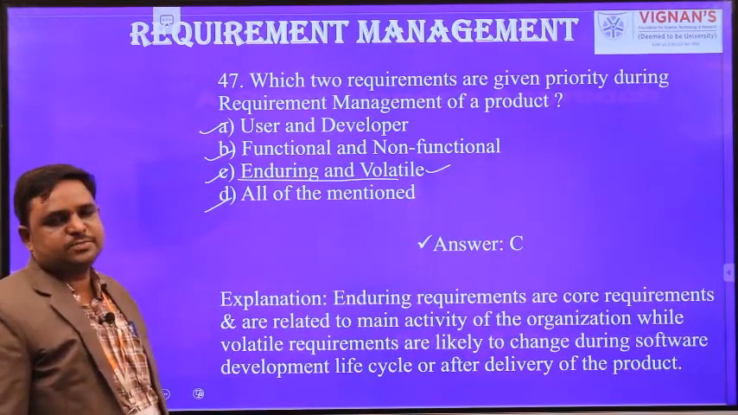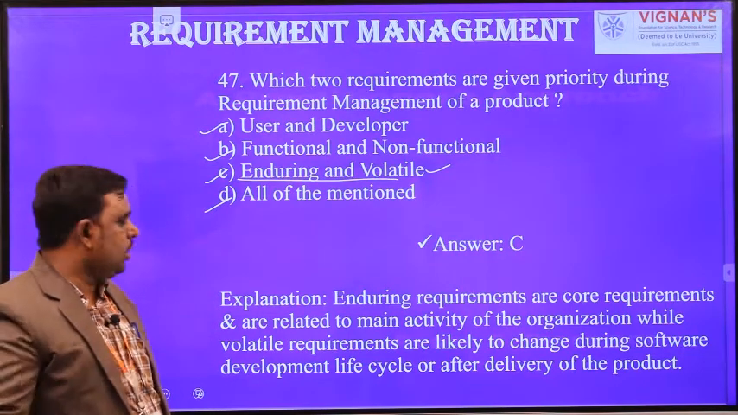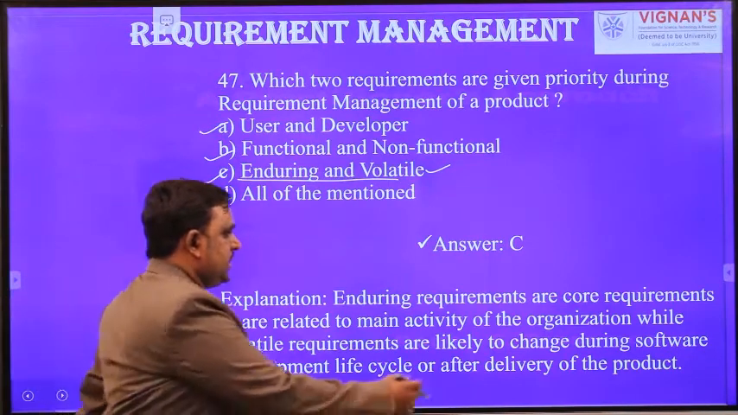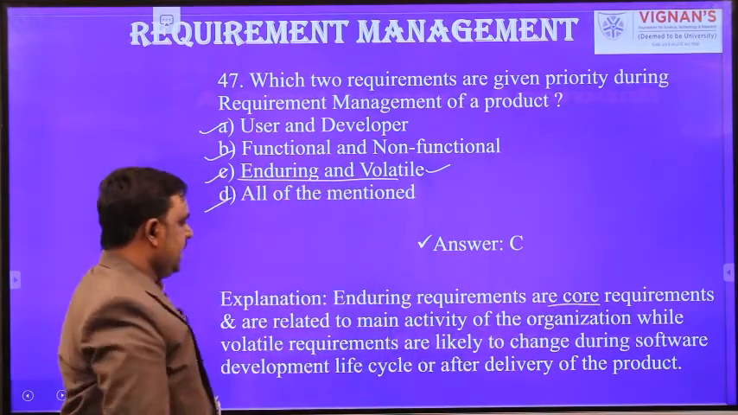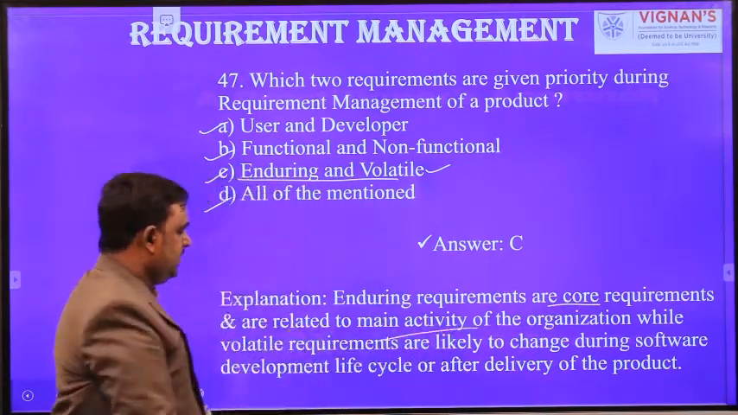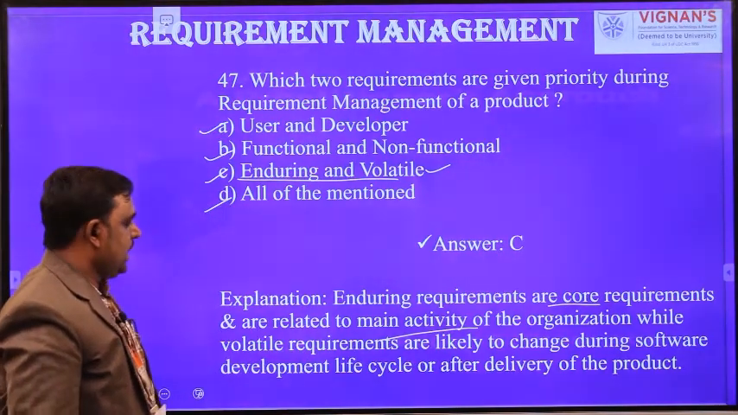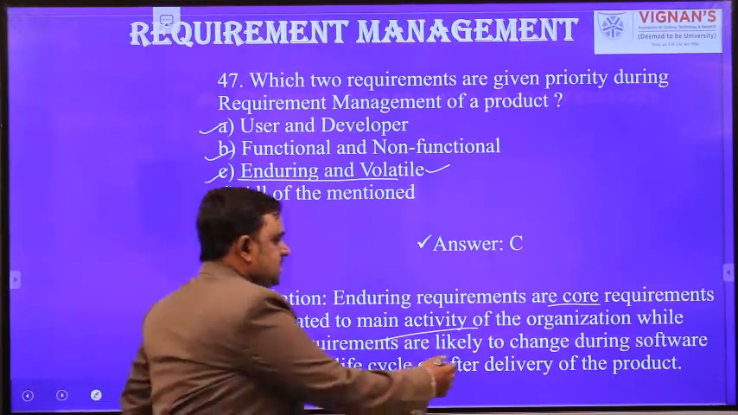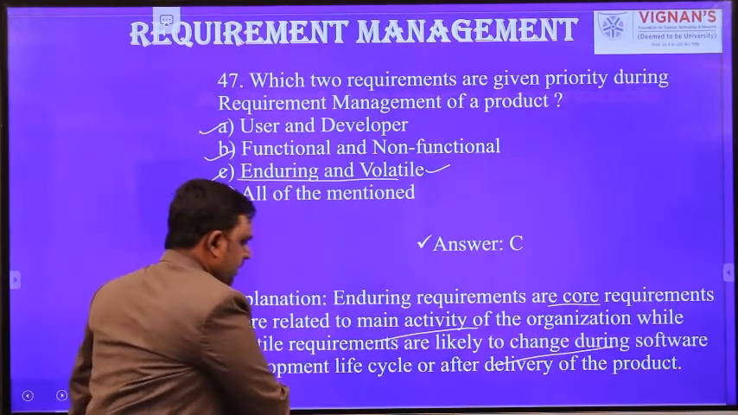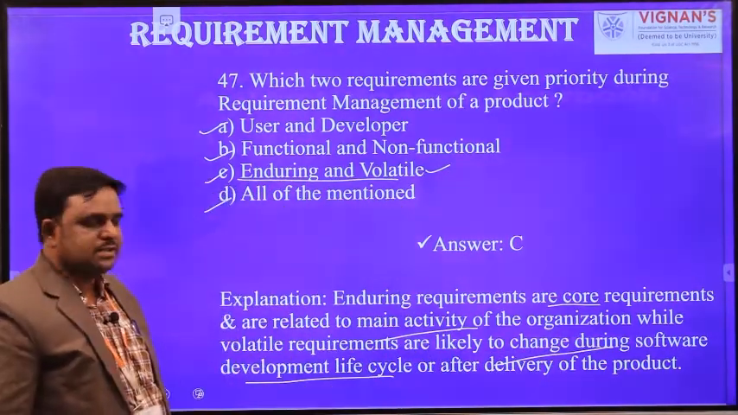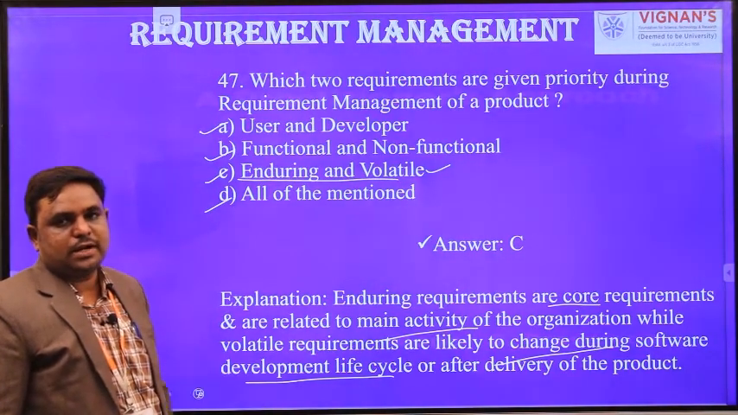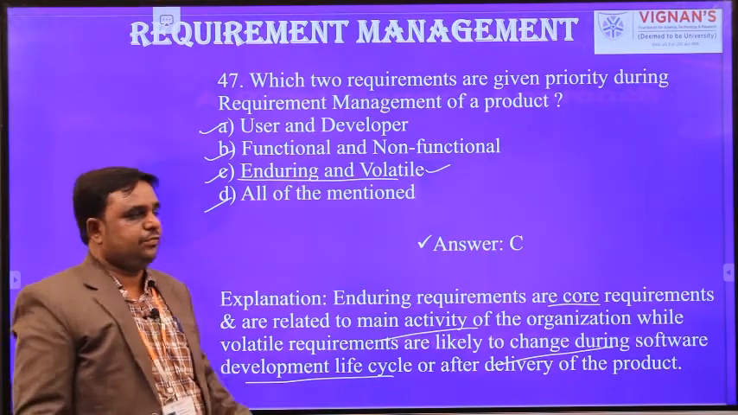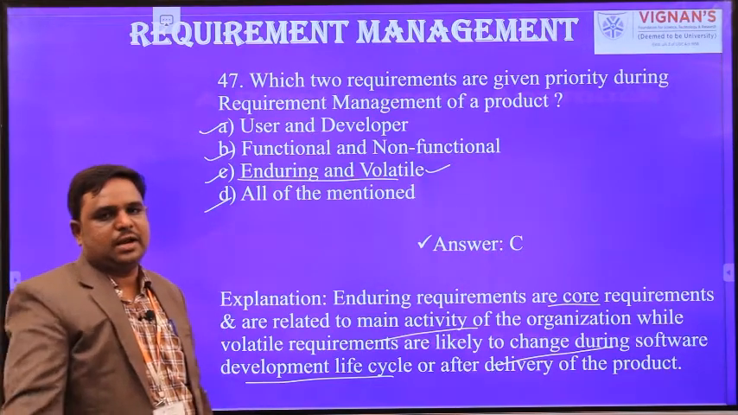Enduring requirements contain the core requirements and are related to the main activity of the organization. Whereas volatile requirements are likely to change during the software development life cycle. Volatile requirements are those which are likely going to be changed while developing the software. So the answer is enduring and volatile.